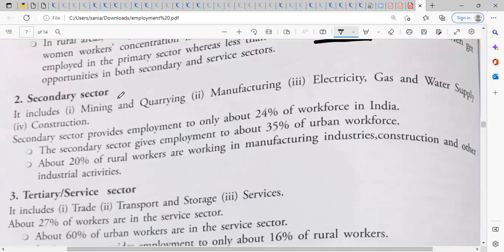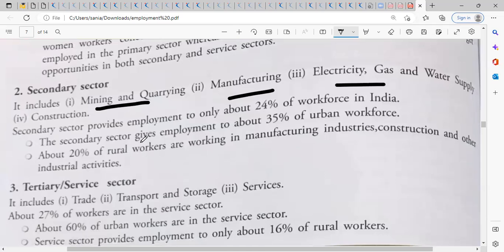Coming to the secondary sector, you have mining and quarrying, manufacturing, electricity, gas, water supply, and all that. In the secondary sector, 24% of the people are engaged. So see, out of 100, 35% is the rural workforce. As I already told you, most of the people in the primary sector are from rural areas. But in the secondary sector, 35% of the people are from urban areas and 20% are from rural areas. Clear?